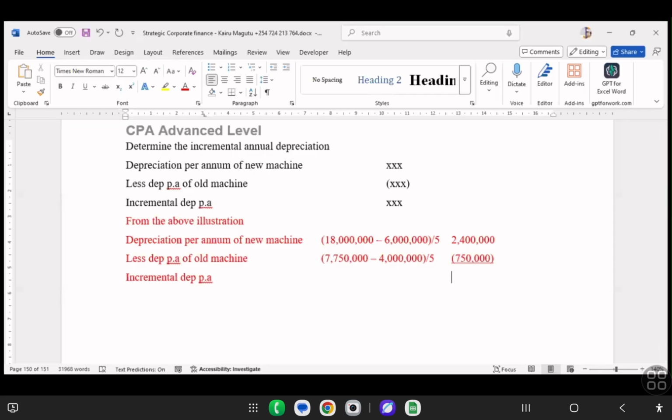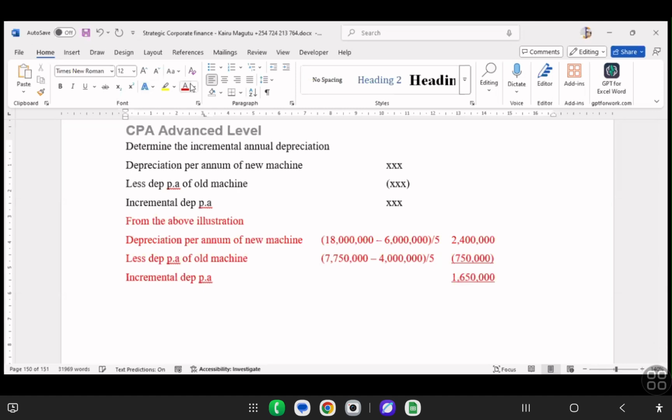How much is that, please? 2.4 million minus 750,000, is it 1650? I see someone has posted 1650, so I'll give it 50. It is 1650. That is the incremental depreciation per annum. Always remember to go about that.